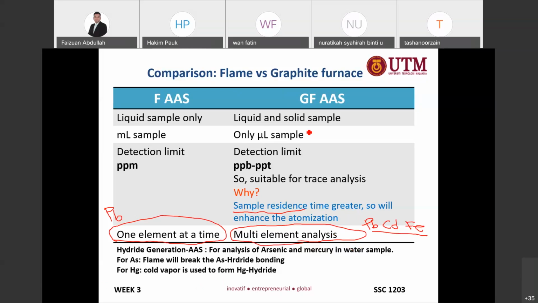Other than flame AAS and graphite furnace AAS, we also have hydride generation AAS, for analysis of arsenic and mercury in water samples. Why don't we use flame AAS to analyze mercury? Can anybody tell me why we are not using flame AAS or graphite furnace AAS? Anybody give a suggestion why?